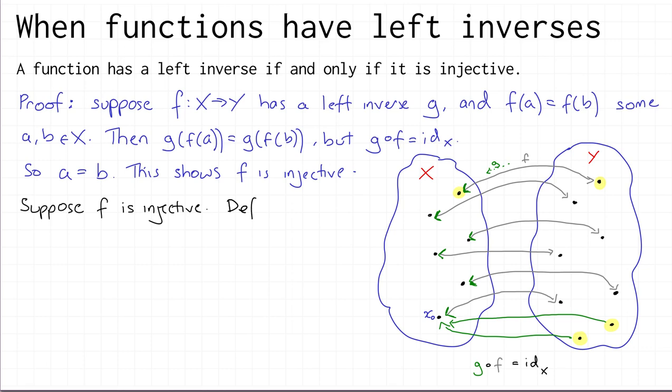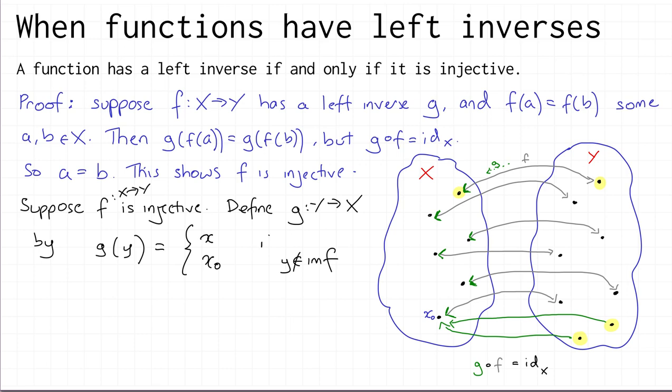So we'll define what we're going to do. f is going to be from X to Y, and we're going to define g from Y to X, which is going to be a left inverse to f by g of an element y is equal to, so we'll have two cases, x0 if y is not in the image of f, and it's going to be x if y is equal to f of x, for some x in X. So where x0 is some element of X that we chose in advance.